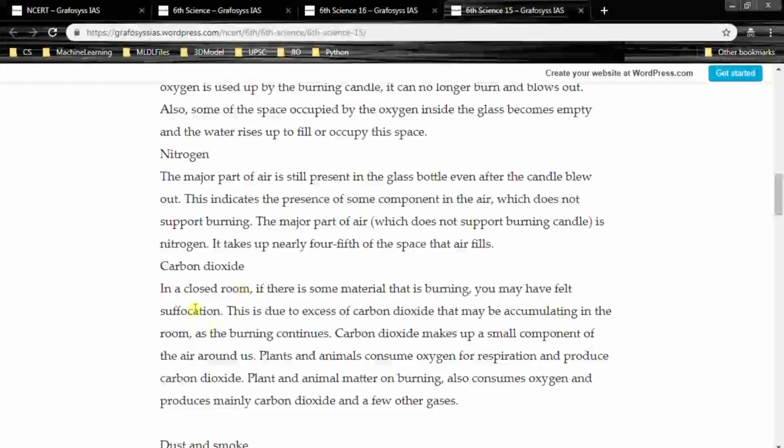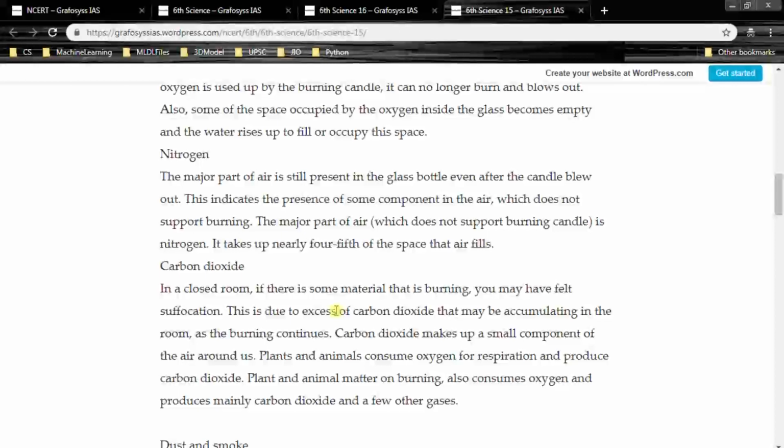Carbon dioxide. In a closed room, if there is some material that is burning, you may have felt suffocation. This is due to excess of carbon dioxide that may be accumulating in the room as the burning continues. Carbon dioxide makes up a small amount of the air around us, very much less than 1%.